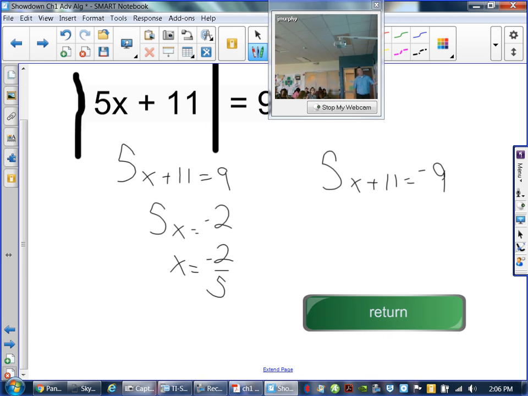And then do the same thing on the other side. x is negative 4.